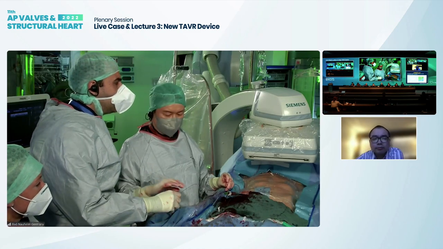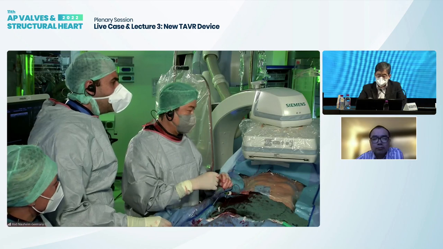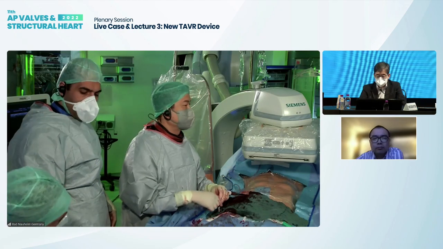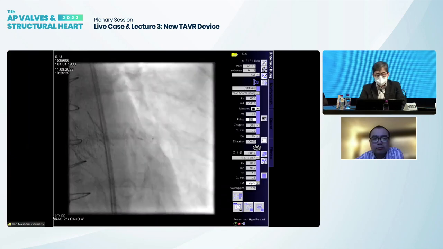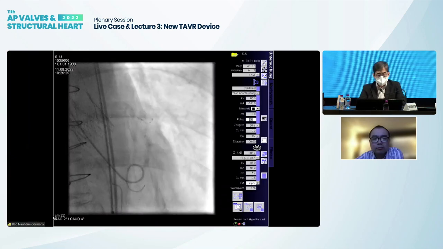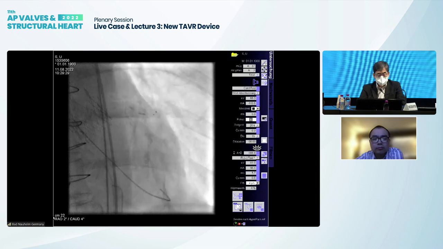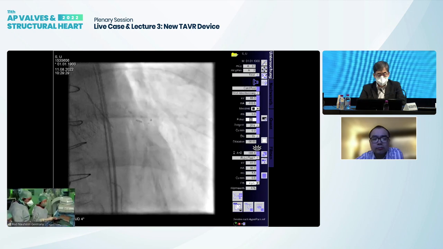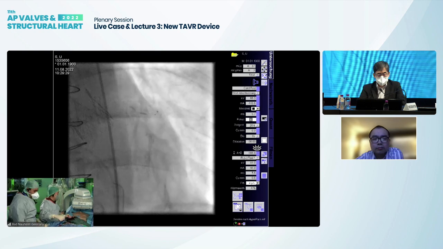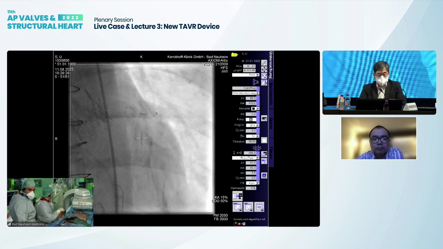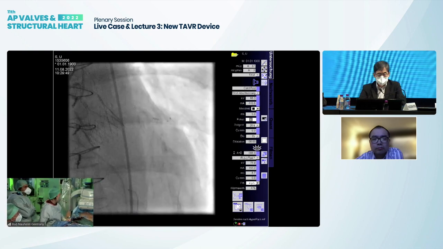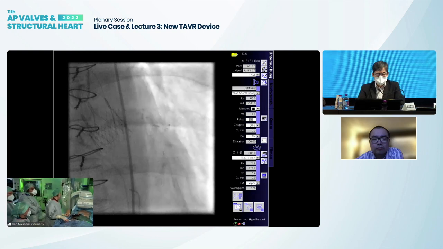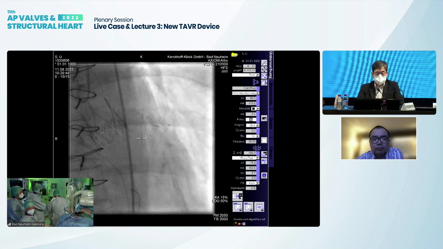But as we all know, the Achilles heel of the Acurate system is paravalvular leakage. Yes, exactly. But I think with the Neo 2, we have a lot of data now. I think this has been addressed quite nicely, and usually the rate of leak has become very low. We will check on echo, however, if there's some time.